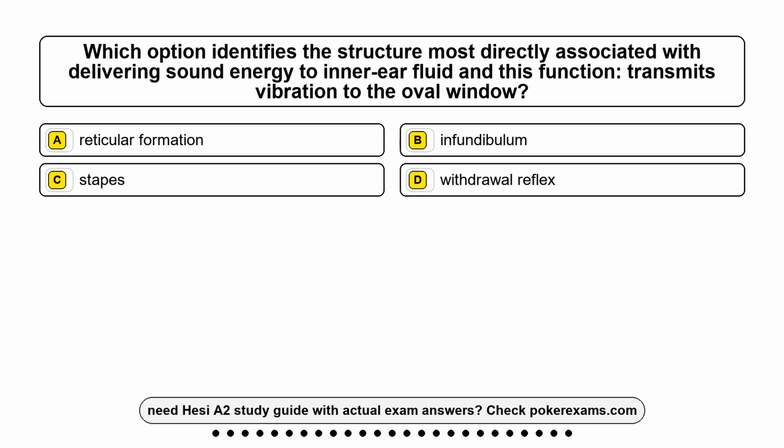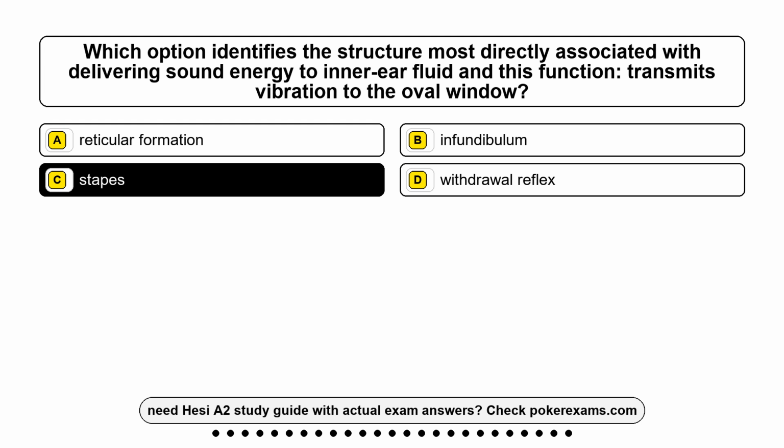Question 7. Which option identifies the structure most directly associated with delivering sound energy to inner-ear fluid, and this function transmits vibration to the oval window? Option A, reticular formation. Option B, infundibulum. Option C, stapes. Option D, withdrawal reflex. The correct answer is option C, stapes.